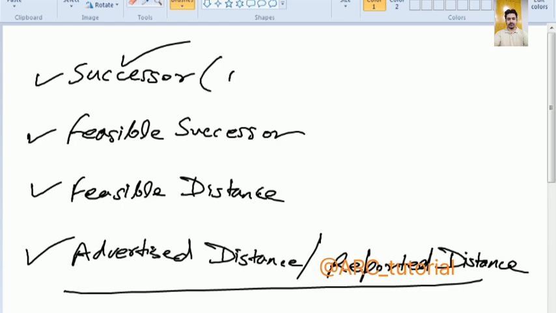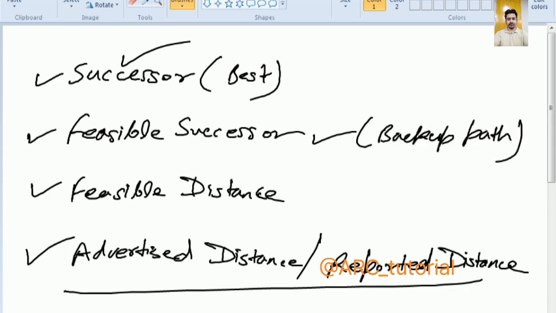A best path in EIGRP is always known as successor, and the best path selection is based on metric only. Here in EIGRP, as you know, lower metric will always be preferred. So a path by which you can reach your destination network with the lowest metric will be known as successor. Feasible successor is also known as backup path.